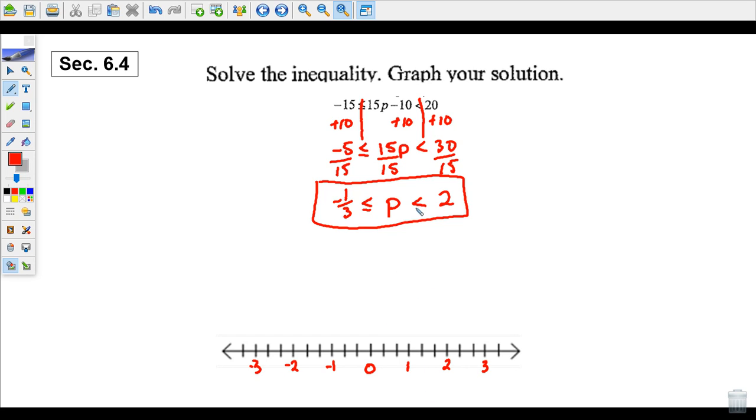So p is less than 2, that means open circle at 2. This is a solid closed circle at -1/3, which is right here. And it's an and, that means everything here in between those two dots.